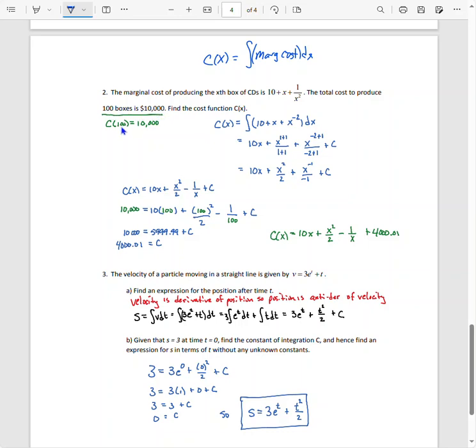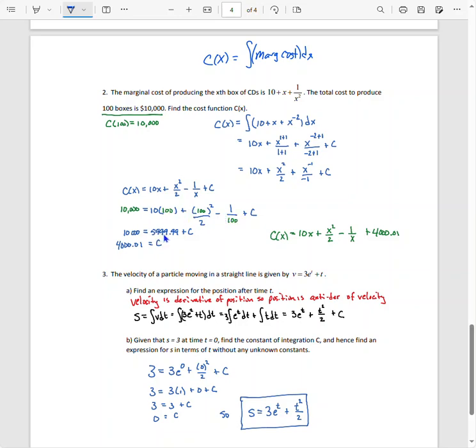So when our input is 100, our output, our cost is 10,000. So we're going to take this function written in an algebra way, right? So instead of plus x to the negative 1 over negative 1, I'll call that minus 1 over x. Everything else is the same. So my cost is 10,000. The rest of the equation stays put, but my x value is now 100. I can find the value on the right.